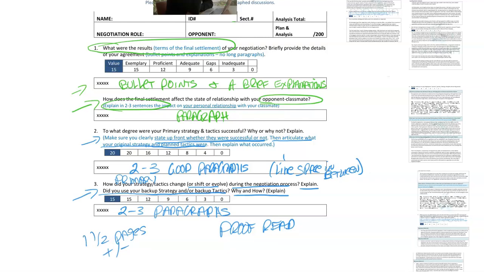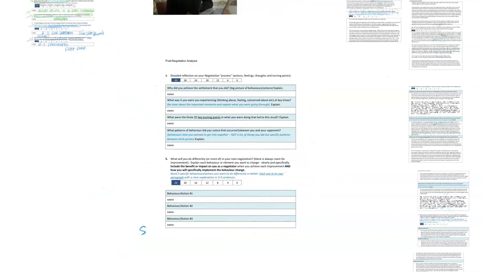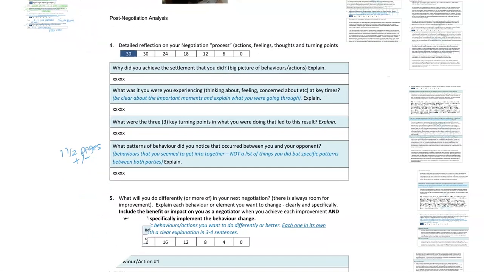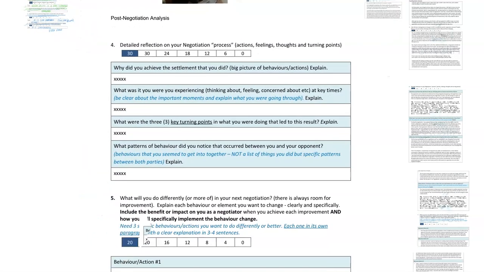Now let's take a look at questions 4 and 5 on the next page. This section here, question 4, is the most valuable in terms of the assignment question and maybe the most important question of the analysis. This question is broken down into 4 parts. You can think of them as A, B, C, and D.